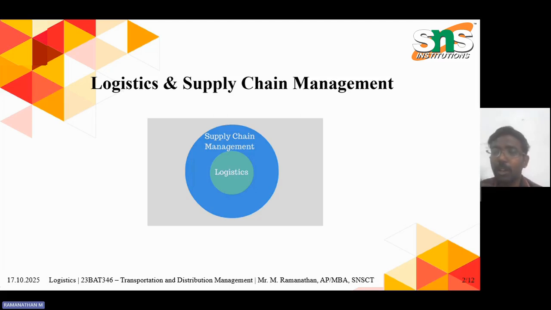Even inward logistics, outward logistics, there are lots and lots of terminologies in logistics as well as in supply chain. But what you want to understand is logistics is transportation. Movement of goods from one place to another, we will be calling logistics. It's a small part of supply chain management. Supply chain management is a broader way where logistics plays a role. Logistics is a part of supply chain management.